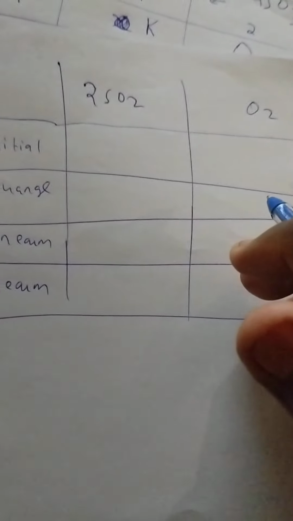So I'm going to have initial here, N initial, then you're going to have change, N equilibrium, and then C equilibrium. So I'm going to do it this way now. Let's just go and fill the normal.